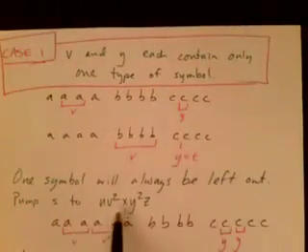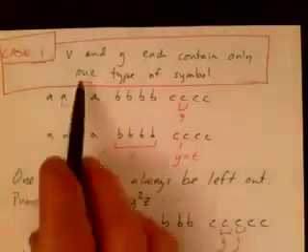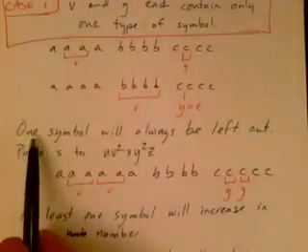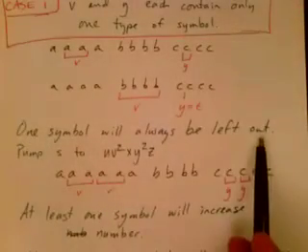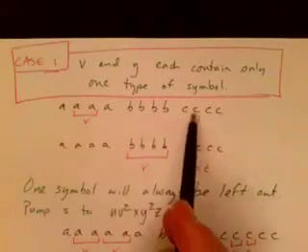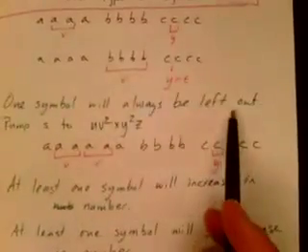Okay, so in this particular case, we'll have the fact that one symbol is always going to be left out. Right? In this case, we left out B. V was A's, Y was C's. We didn't have any B's. One symbol is always left out.